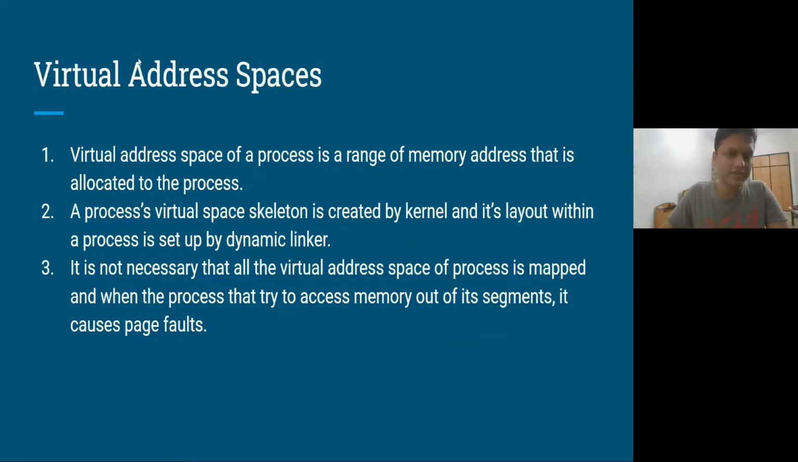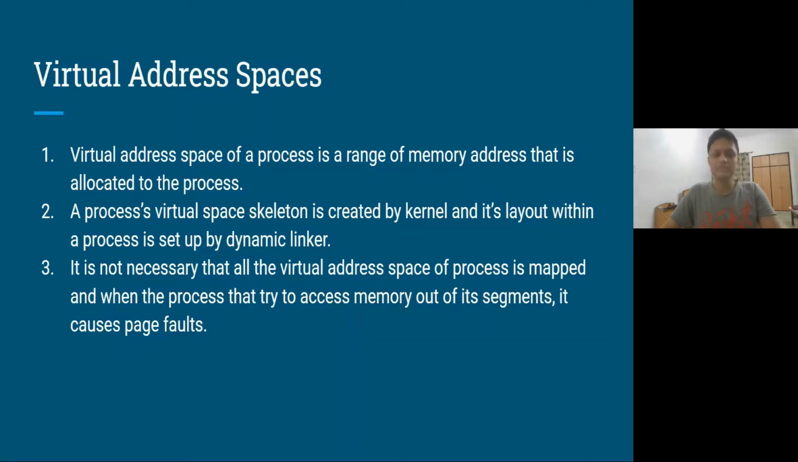Let's start with virtual address spaces. The virtual address space of a process is a range of memory addresses that is allocated to the process. A process's virtual space skeleton is created by the kernel, and its layout within a process is set up by the dynamic linker. It's the kernel's responsibility to allocate virtual memory to the processes.